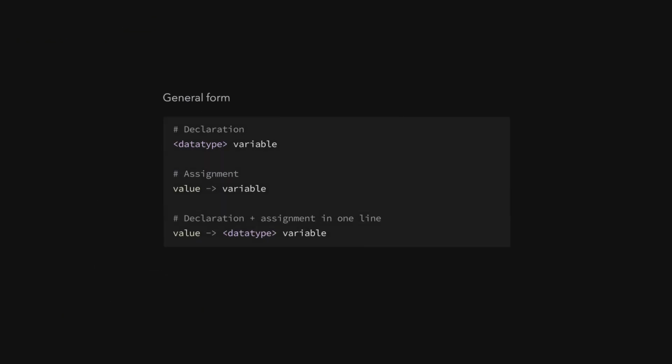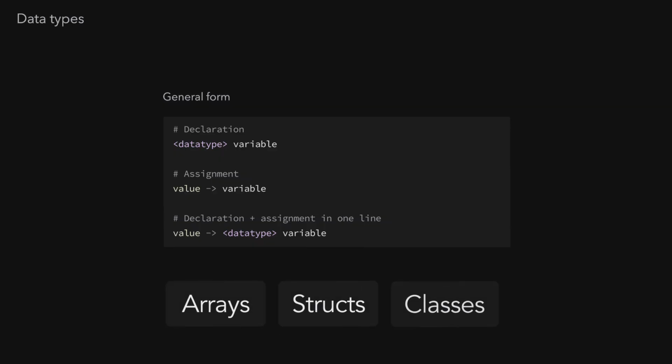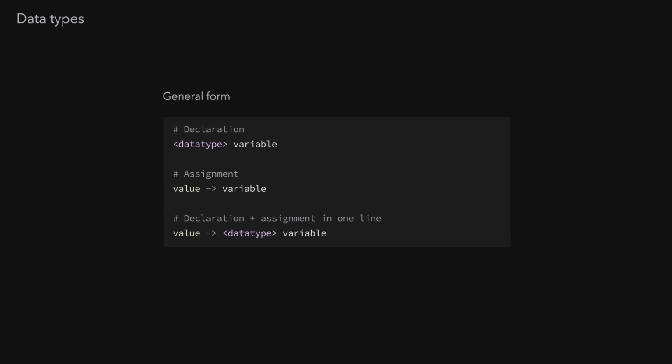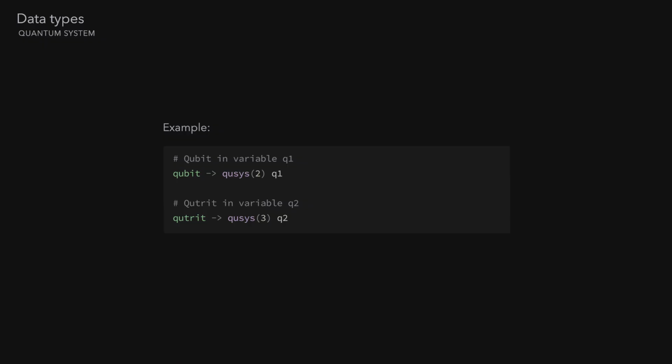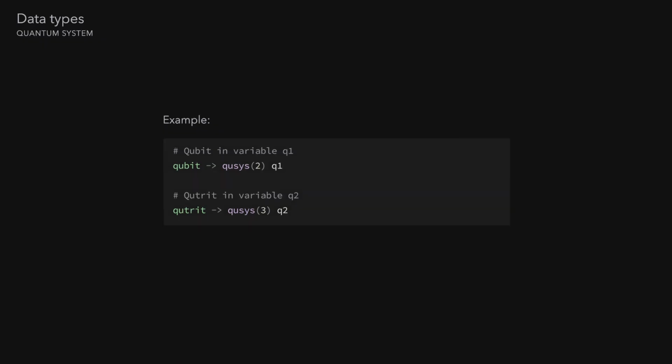Beryllium has a rich type system. There are two primitive data types: numeric and quantum systems. From these, you can build composite data types, including arrays, structs, and classes. Beryllium also supports function pointers, which let you store references to functions and pass them around like values. The numeric type stores integers or real numbers. QSys with a dimension parameter declares a quantum system with the dimensionality of your choice. You initialize it using an initialization command from your instruction set. For example, the qubit command initializes a two-level system.